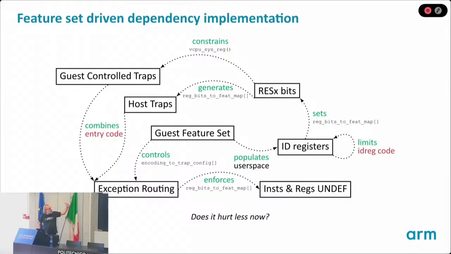And on the other side of the spectrum is our entry code, because we effectively combine trap controls coming from the host and from the guest. There's a few things where there are some bits that we don't want to leak from the guest into the host, and that's still a manual process. I don't have a good idea on how to automate it, but still thinking.